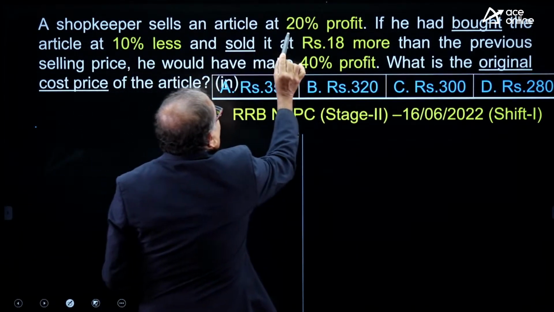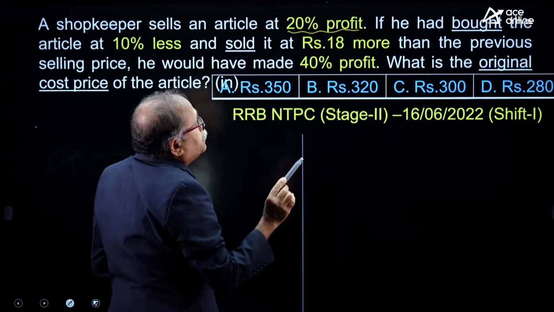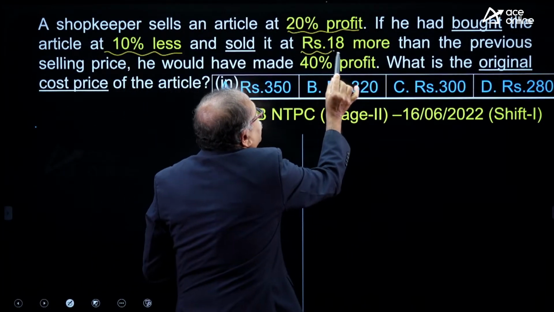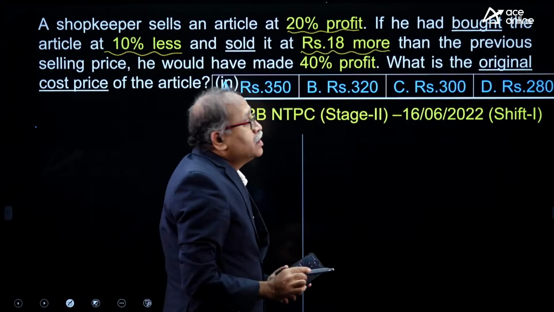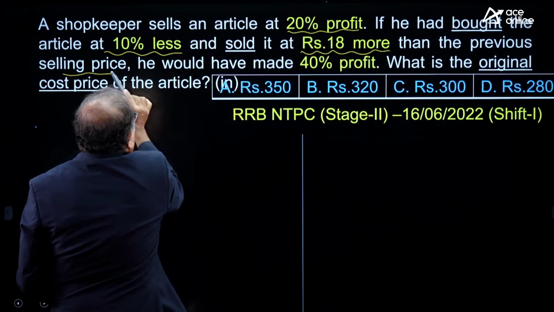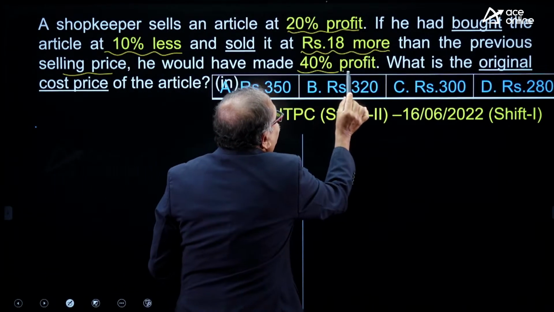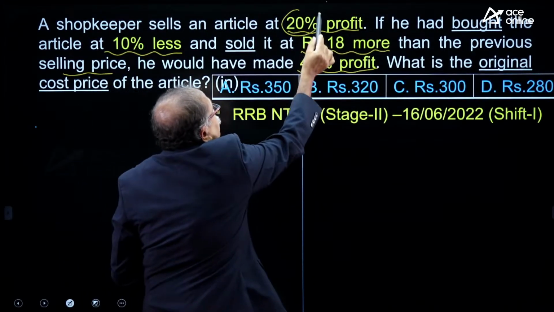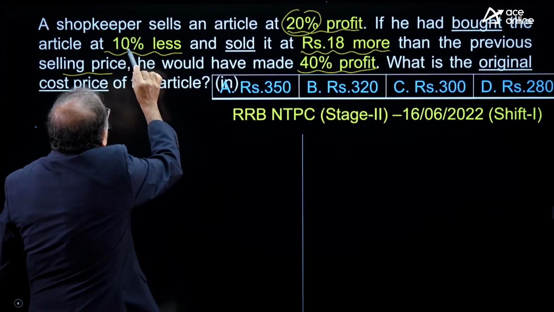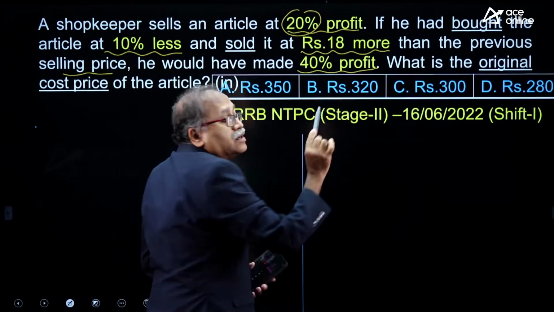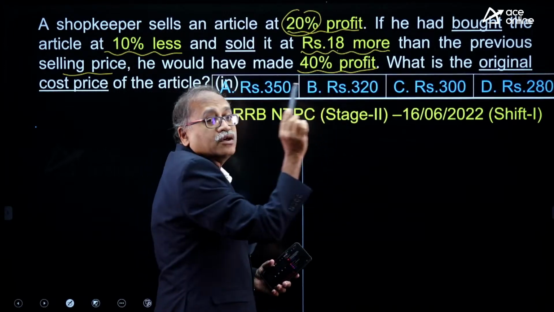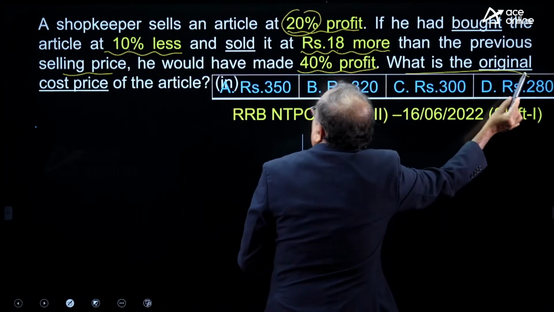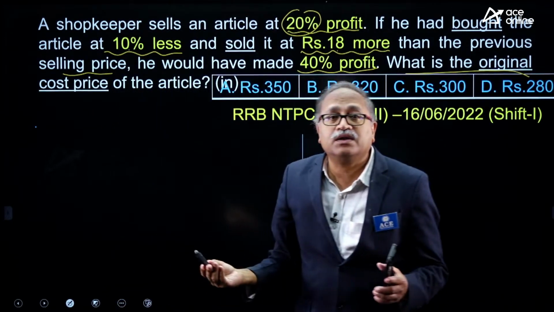A shopkeeper sells an article at 20% profit. If he had bought the article at 10% less and sold it at 18 rupees more than the previous selling price, he would have made a profit of 40%. His original profit is 20%. If the cost price decreased by 10% and the selling price increased by not a percentage but 18 rupees, then his profit would have been 40%. Now the question is, what is the original cost price of the article?